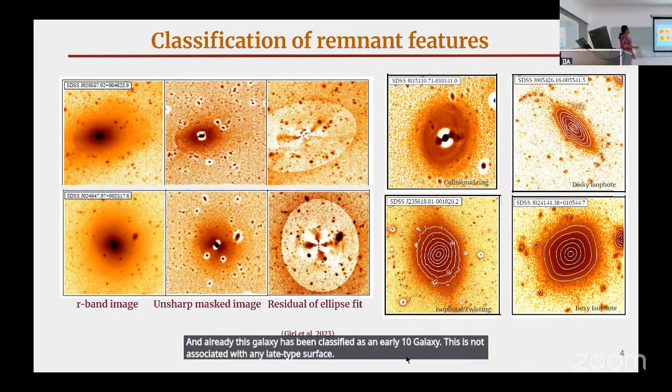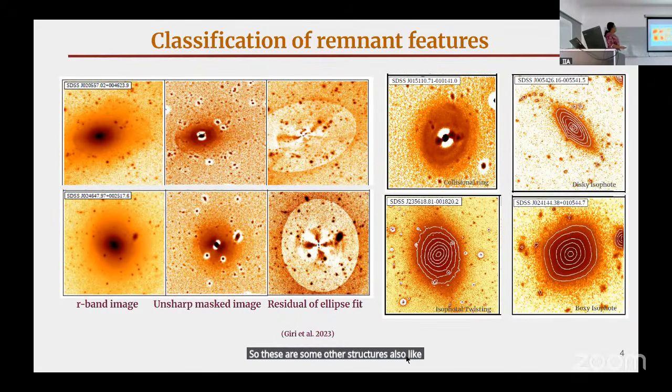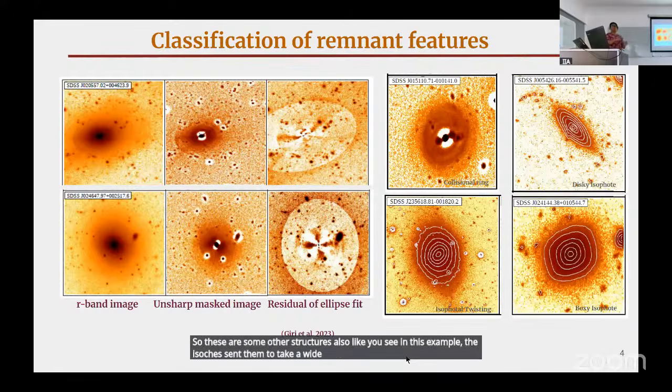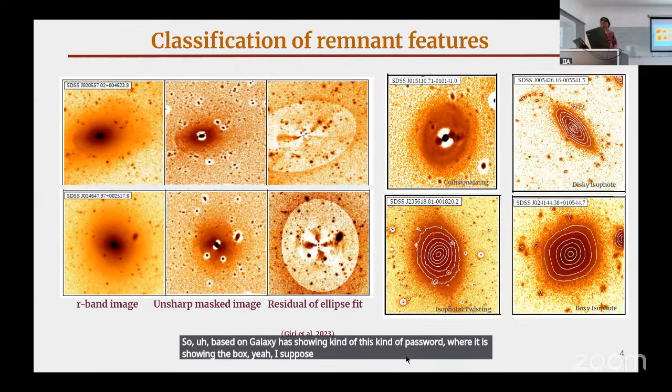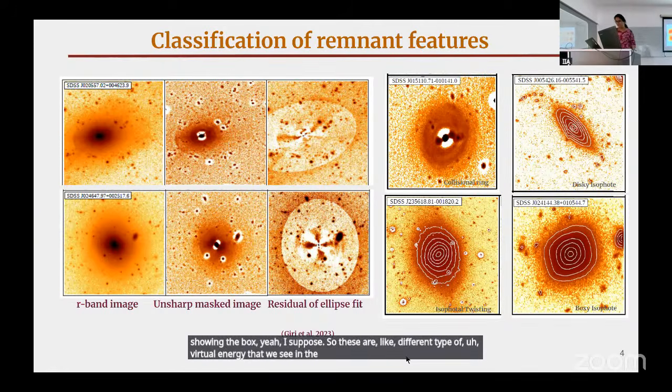There are some other structures too. In this example, the isophotes, the white curves, are changing position angle, which is called isophote twisting. Whereas in the top image the galaxy shows disky isophotes, here it is showing boxy isophotes. So these are different types of merger signatures that we see in early-type galaxies.